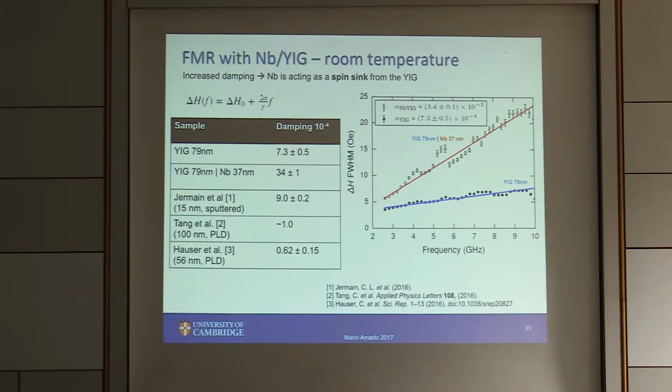Our bare alpha damping is not bad. We are talking about, from 79 nanometers of YIG, something like around 7 times 10 to the minus 4 alpha. But what is quite noticeable is that if we have YIG and we characterize our alpha parameter and then we deposit niobium on the top, this alpha damping increases by a factor of 5. So we can start thinking that our niobium will be acting as a spin sink of spin from the YIG.